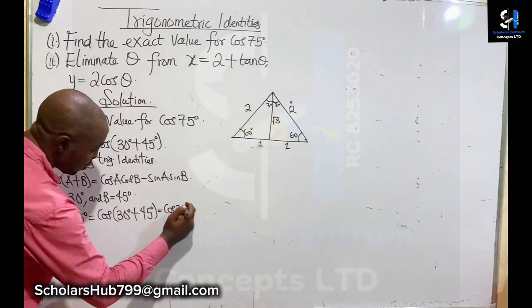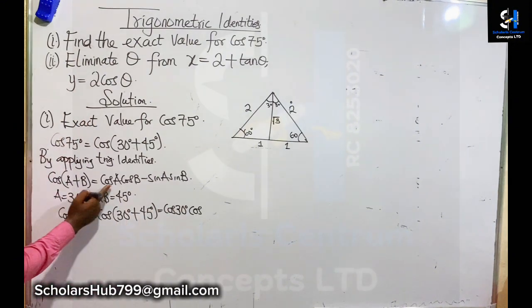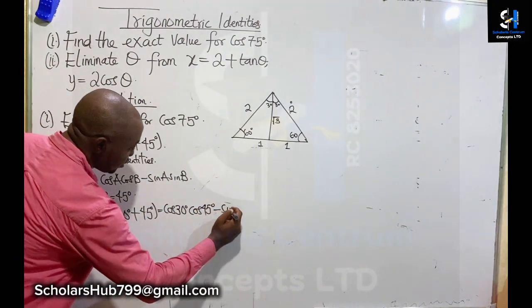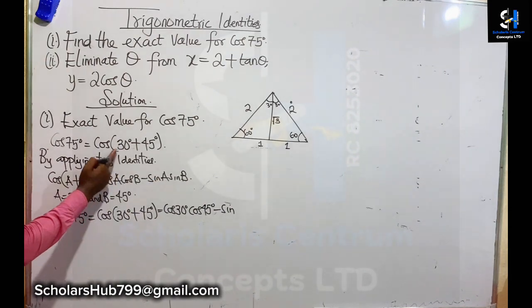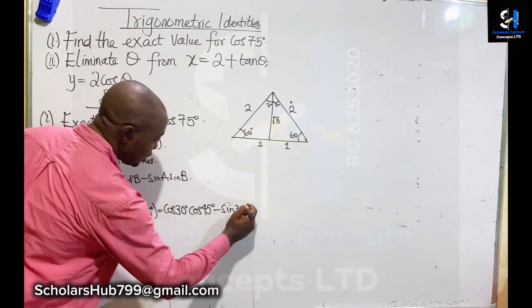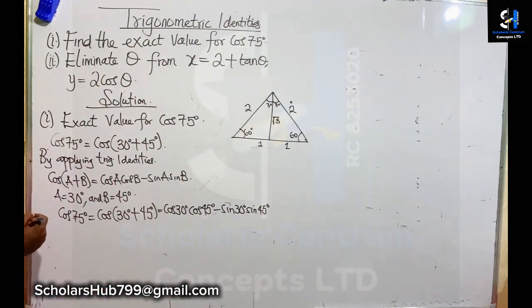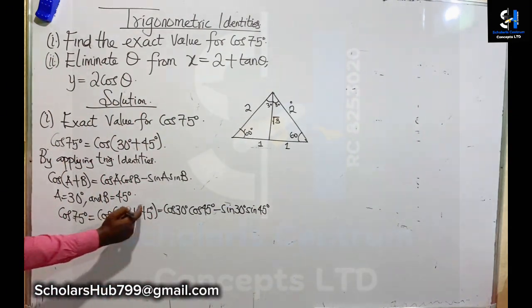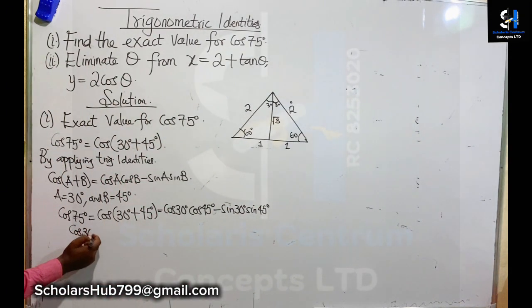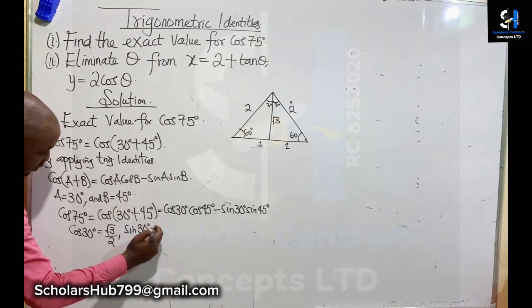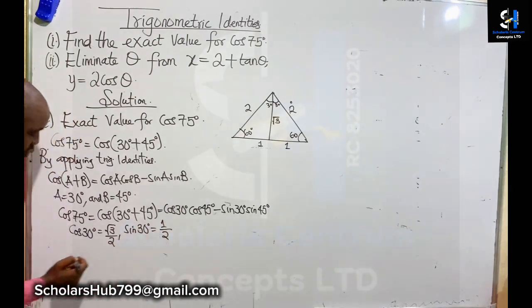A is 30 degrees. Then cos B, which is 45 degrees, minus sin A again, A is 30 degrees, then sin B, which is 45 degrees. Now, what is the value of cos 30 degrees? Cos 30 degrees is root 3 over 2. What is the value of sin 30 degrees? Sin 30 degrees is 1/2.